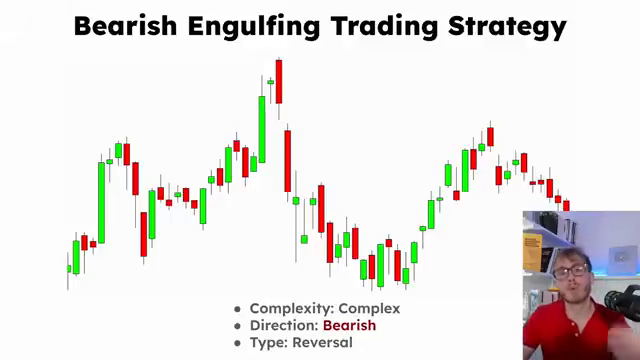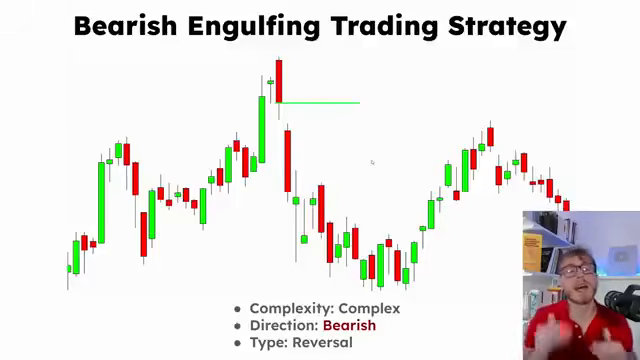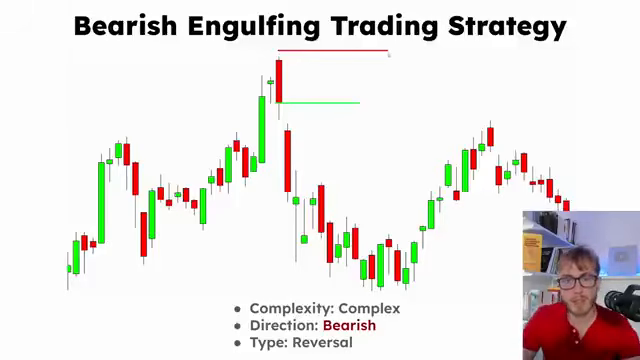But okay, so what about the entry point? Well, once again, the most common entry for the bearish engulfing pattern is to enter at the candle close of the red candle. The stop loss we usually place above the highest point of the pattern, and in this case we can see that the highest point is right here. Once again, you can see that I leave some space here for some wiggle room.